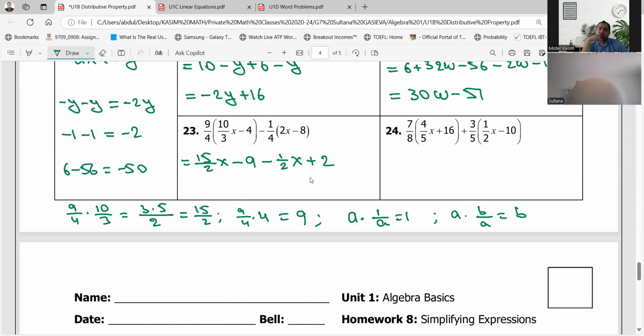These things you don't have to memorize. You should understand, Sultana. Even in everyday life situations, we use this a lot, right? 1/4 of $8, 1/4 of $100. So now I'm going to subtract 15 over 2 minus 1 over 2, right? Denominators are the same. So that's equal to 15 minus 1 over 2x. Negative 9 plus 2 is negative 7. And now 15 minus 1 is 14. 14 divided by 2 is 7. So that is 7x minus 7.